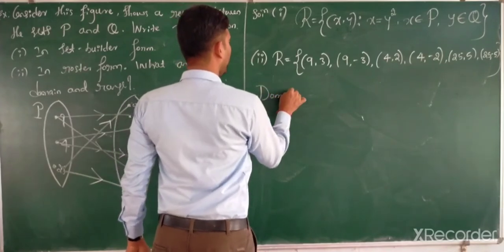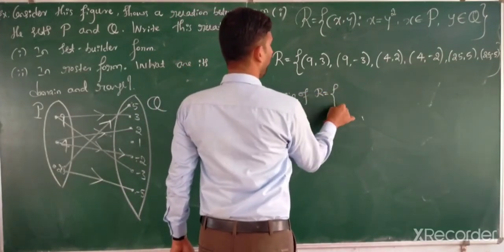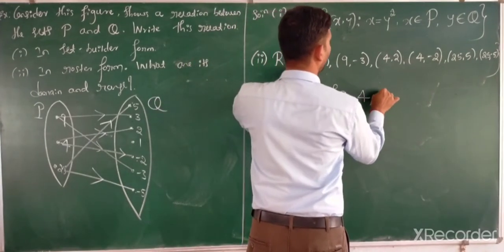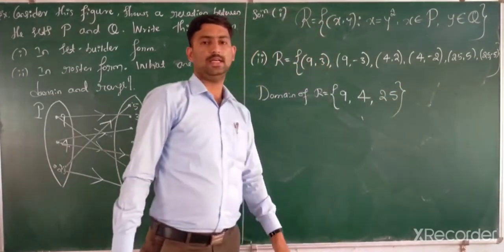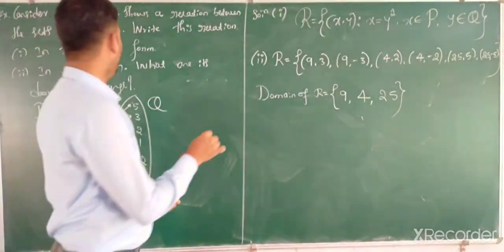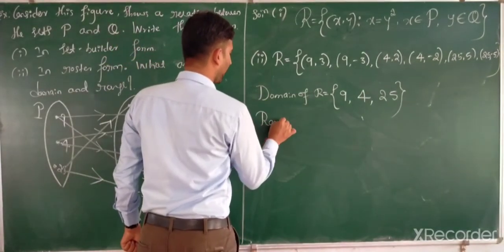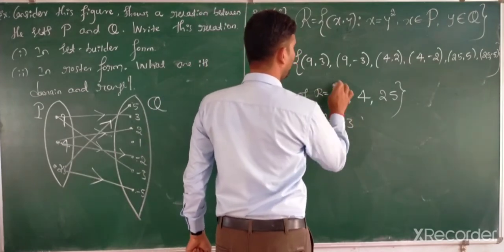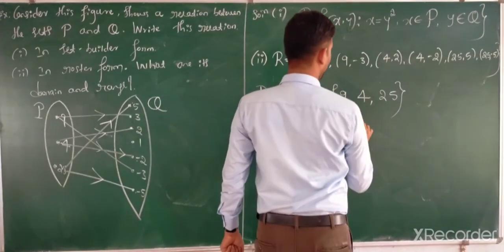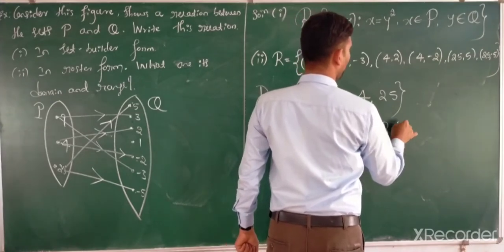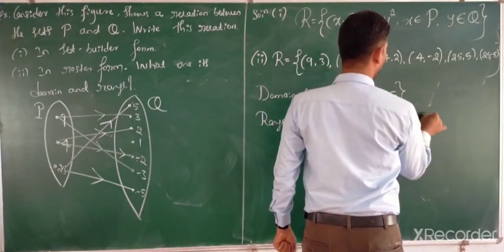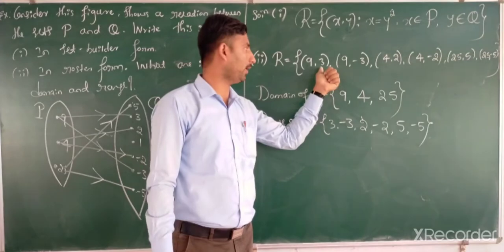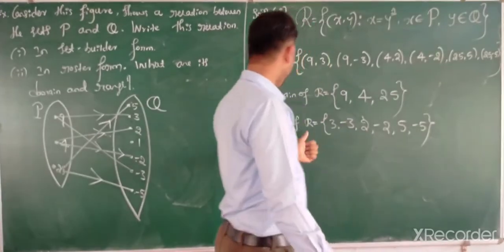After it, what is its domain? Domain of the relation capital R is nothing but the set of all first members, which are 9, 4, 25. 9, 4, 25 are the domain of the relation R. What is the range of R? Range is nothing but the set of all second components: 3, minus 3, 2, minus 2, 5, minus 5. The set of all second components is the range of the relation R.